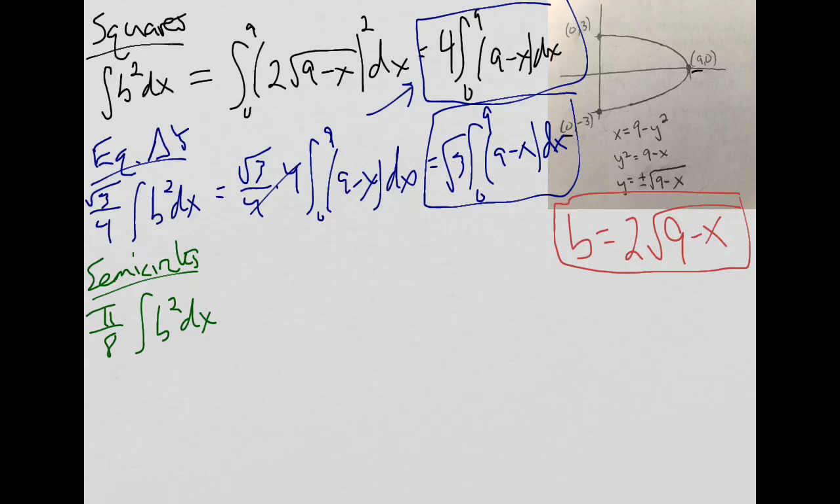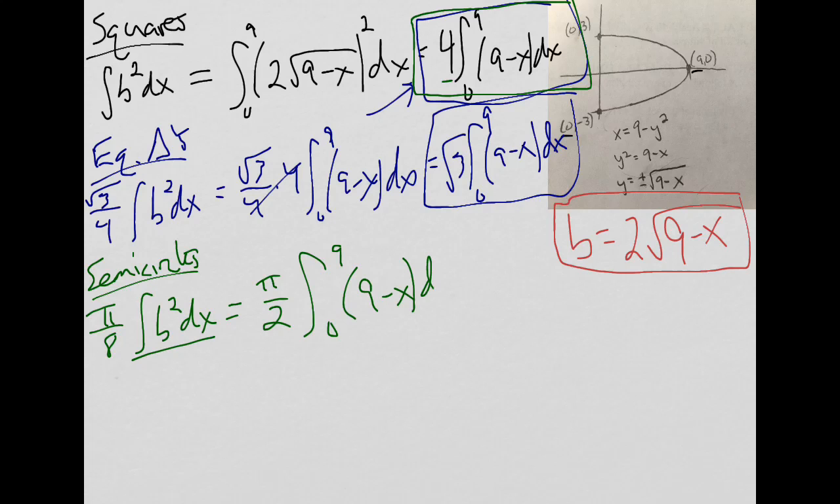Next part is semicircles. I know that is pi over 8 times b squared dx. So once again, I have this right here is b squared dx. So I'm just replacing that with what I boxed in green up top. I'm going to get 4 times pi over 8, and the 4 right here cancels with the 8 to give me pi over 2, integral 0 to 9, open parentheses, 9 minus x dx.